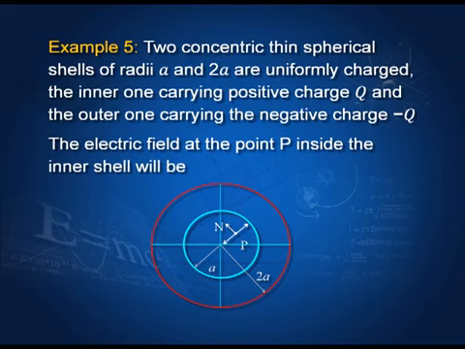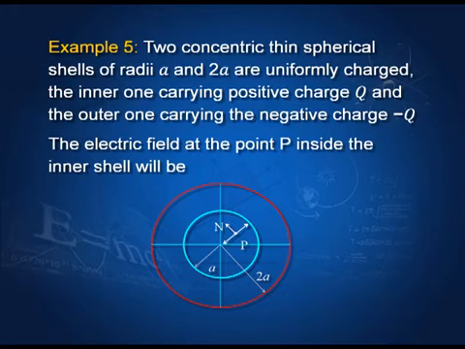Inside the inner shell there is no charge, because the charge is only on this surface and on this surface. Therefore, inside the field is 0. There is no charge. If I erect a spherical surface inside, then 4 pi r squared times E would be equal to 0. Therefore, E is equal to 0. So, inside the inner shell the field is 0. At point P the field is 0, the direction is irrelevant.